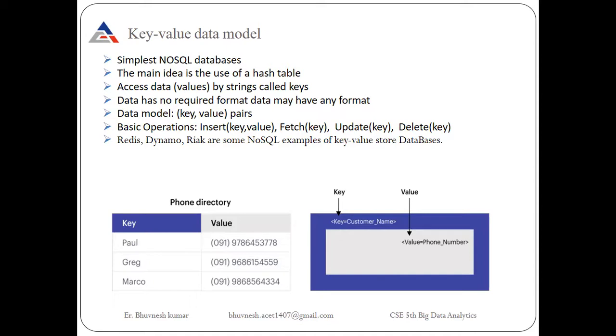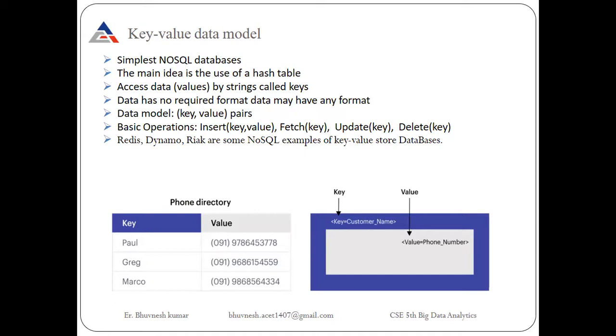Then we access data by strings called keys. Here we store our data, like in your phone directory, there is the name of the person and their contact number. Here the names are the keys and the phone numbers are the values. In this form, we can store our data. If we have huge data, with names of persons and their phone numbers, we will go for the key value model.